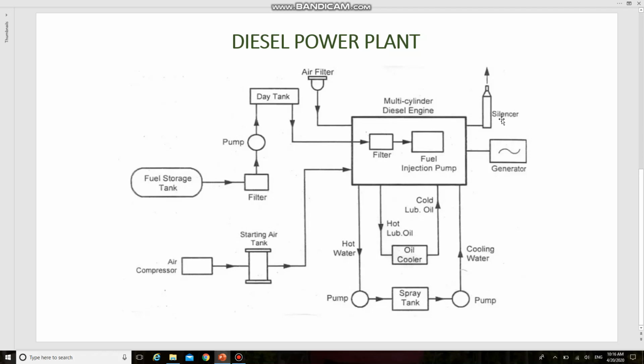This is the main component of a diesel power plant. The engines are classified as two-stroke engines and four-stroke engines. Engines are generally directly coupled to the generator for developing power.